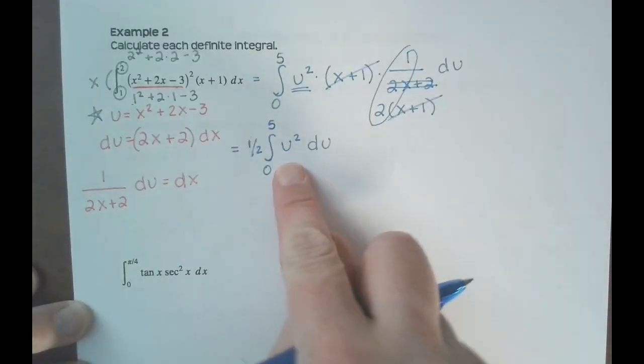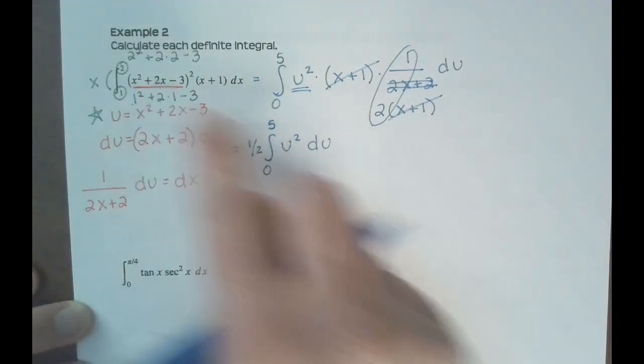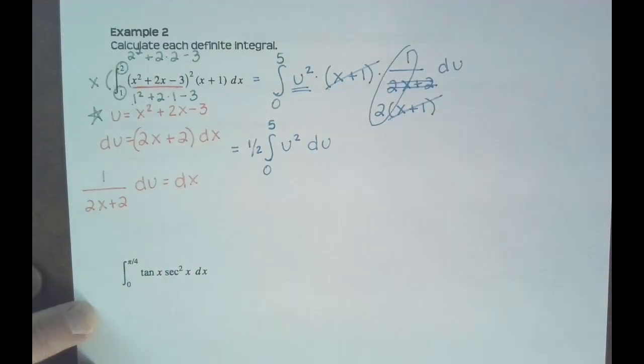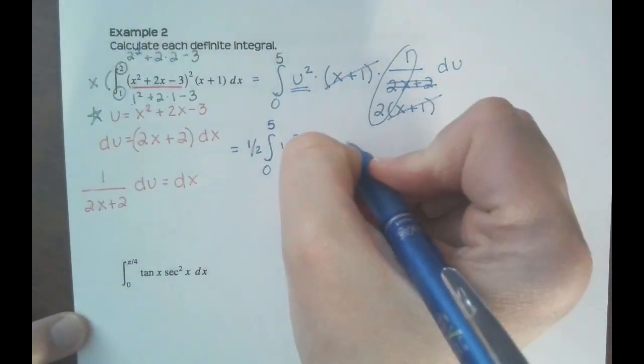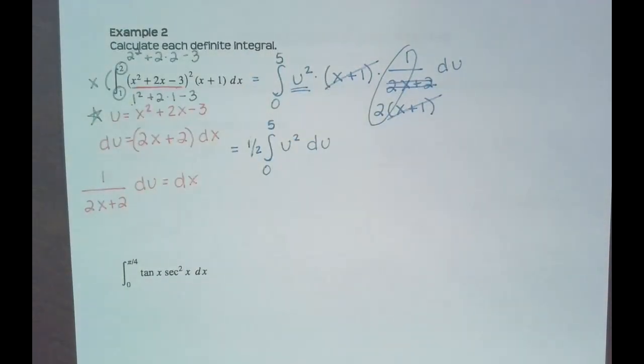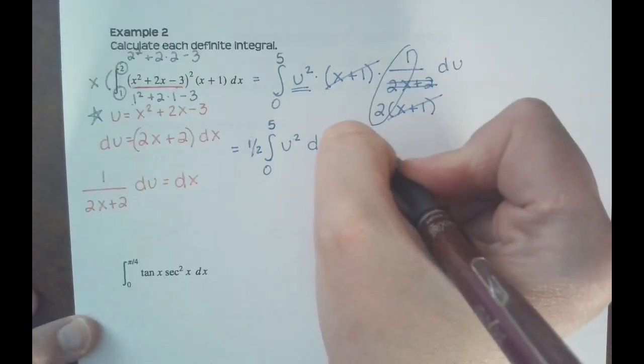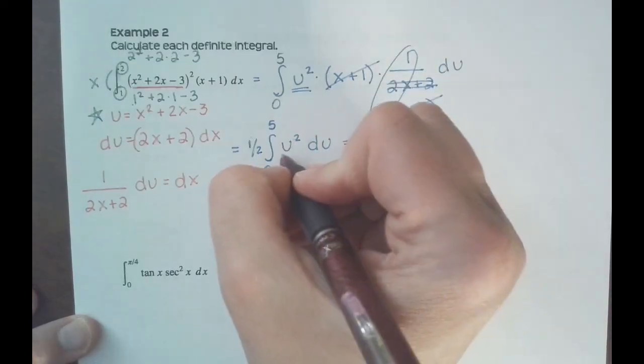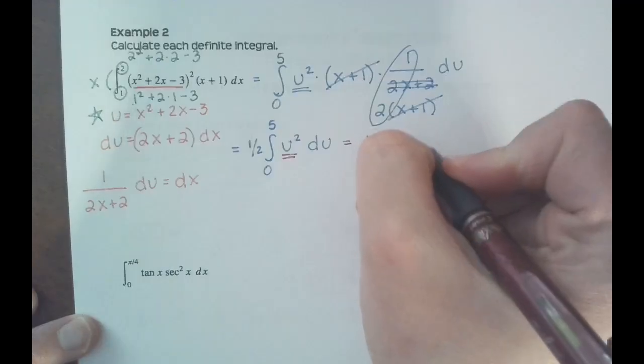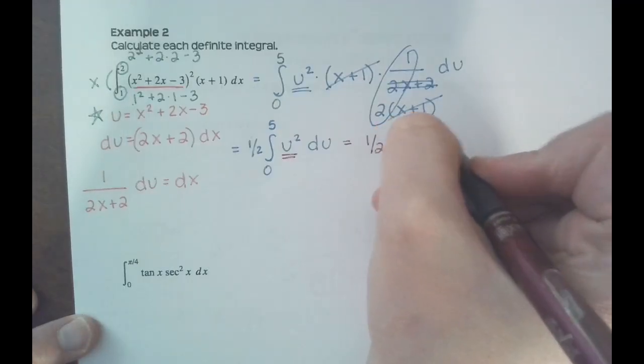And this is a much more doable problem than this original thing, right? I've rewritten it this way. Okay, so let's take our antiderivative. Don't forget, that's the whole goal, to get that antiderivative. So I'm going to say 1/2, and then the antiderivative of u squared is 1/3 u to the third.